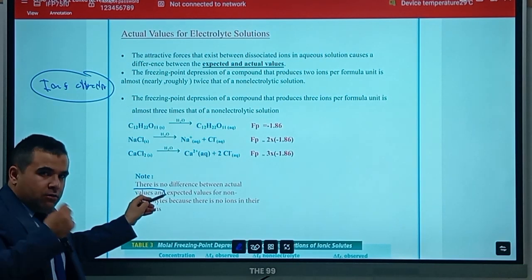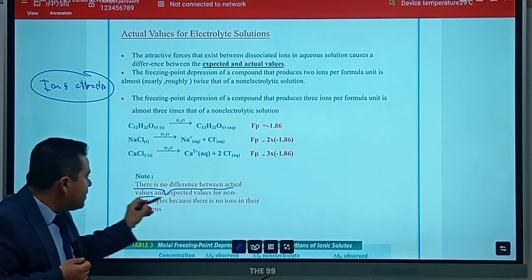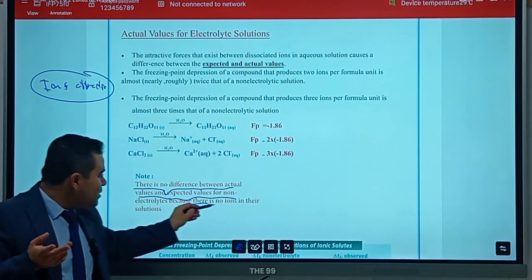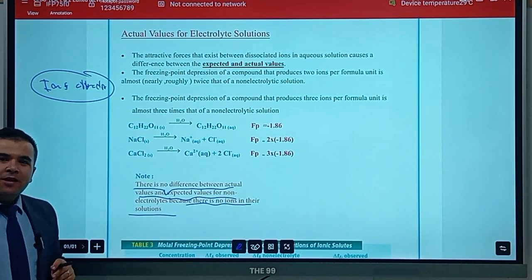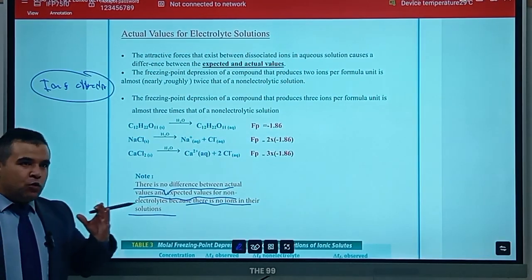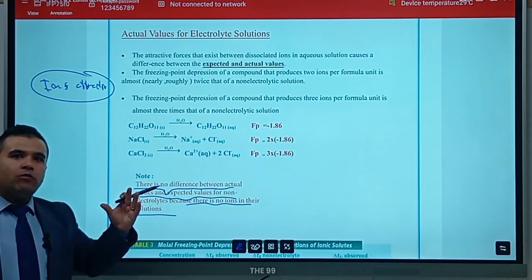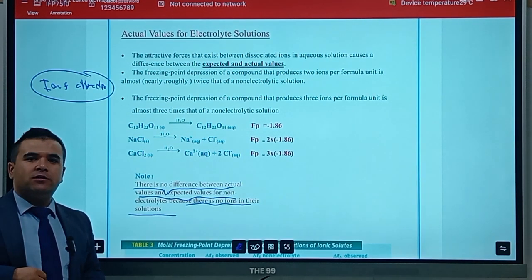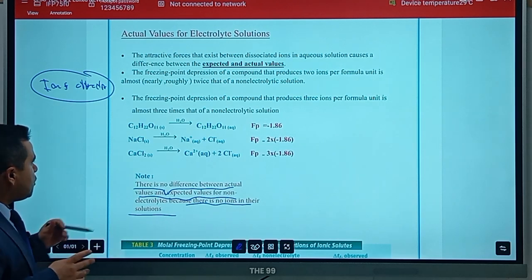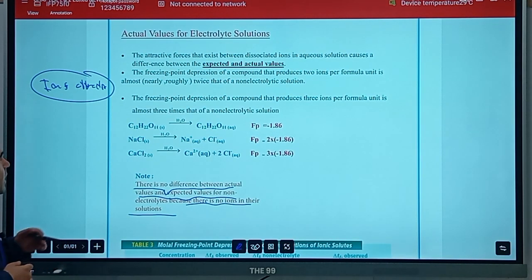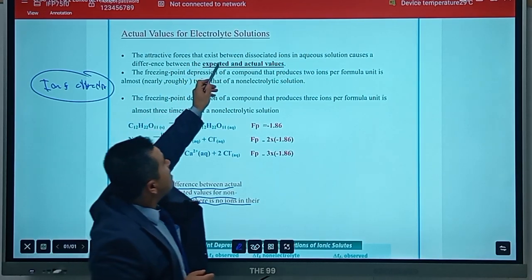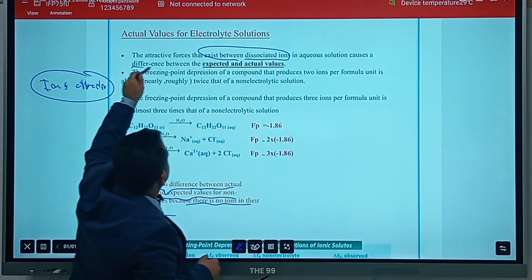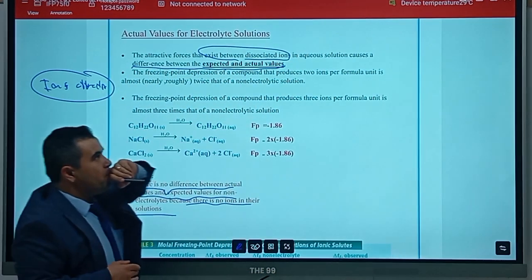But we can say there is no difference between actual and expected values of a non-electrolyte because they do not form ions. There are no ions in their solutions. So for the non-electrolytes, guys, we do not have a difference between actual and expected values. Sugar and alcohol have the same actual and expected boiling point, freezing point, osmotic pressure, and vapor pressure as well. The attractive forces that exist between dissociated ions in aqueous solution cause a difference between the expected and actual values.